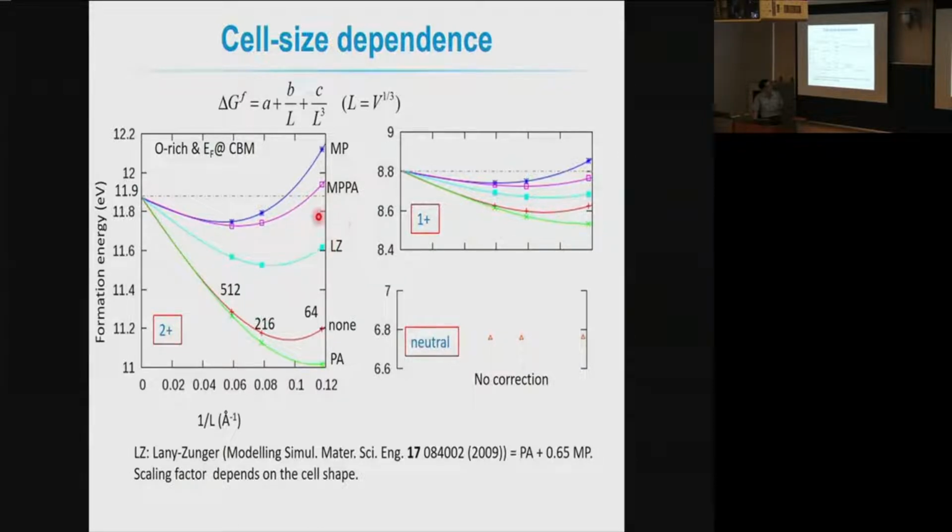And this LZ is actually the Lany-Zunger scheme, which is the scheme that is quite favored. All right, and this is the 2+ case, and in the case of the neutral cell, you can see that basically there is no cell size correction. Okay, so without any correction, it does not change the result that much because of the neutral cell. But in the case of the 1+, we have a slight difference, and the 2+, we have a quite strong dependence on the cell size. All right, so you can see that for the highly charged system, we certainly have to correct the cell size effect.